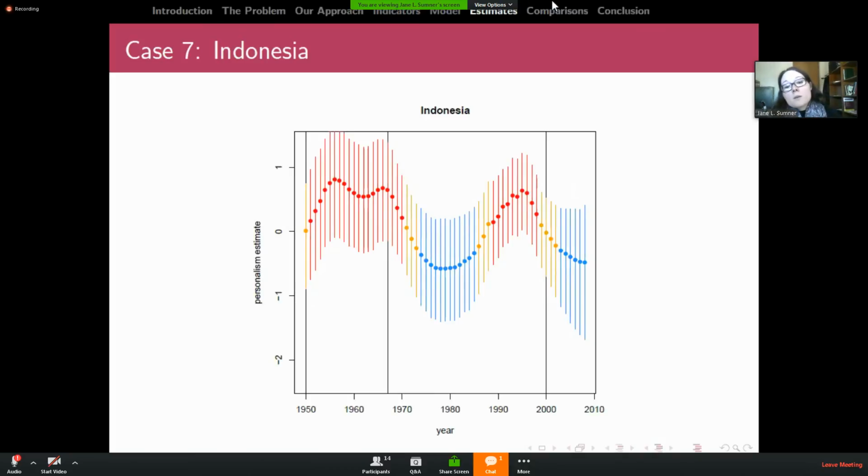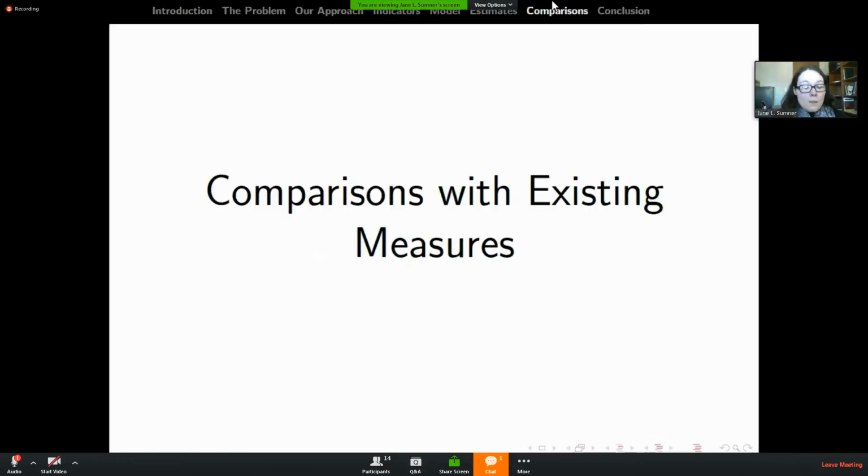And so in this time period, we see personalism rising. It starts to fall around the time the economy falters. And after that, we see that democratization occurs and personalism falls off. So this is another case where our measure is able to pick up nuance, where other measures tend to just code it as one thing for the entire duration. So the next thing I'm going to do is show you some comparisons with existing measures. So all of these are going to be linear models in which we try to predict our measure using existing measures just to see how well they correspond.